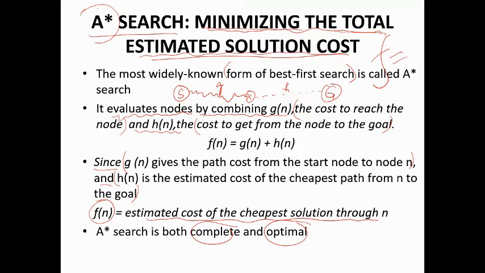So how does it minimize? The most widely known form of best first search is A star. How does it work? As I told you, the function is like this. This is the function, which is depending on f(n), depending on g(n) and h(n). So how does it minimize?